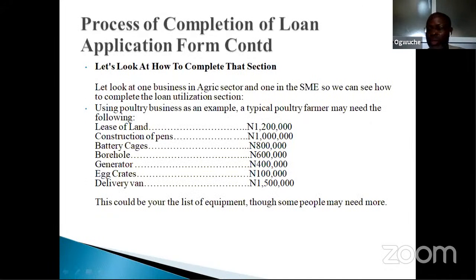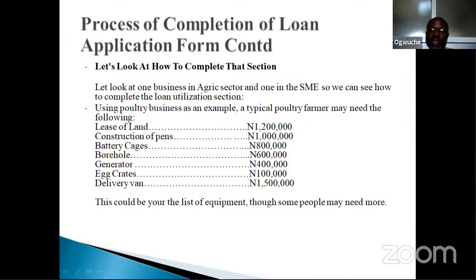So let's do a quick example here. Let's take an example from the agriculture sector, and then a second one from SME, so that we see how the loan utilization is distributed. So let's use the poultry business again as an example.